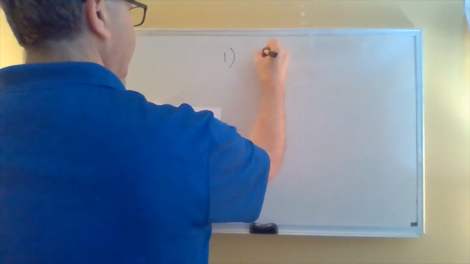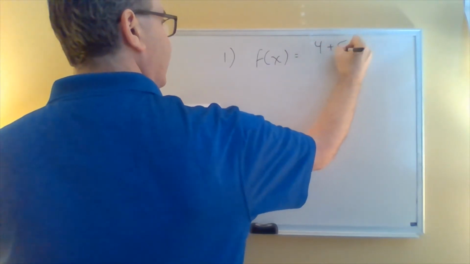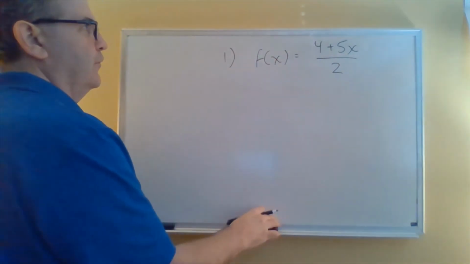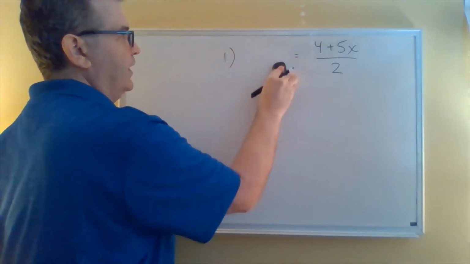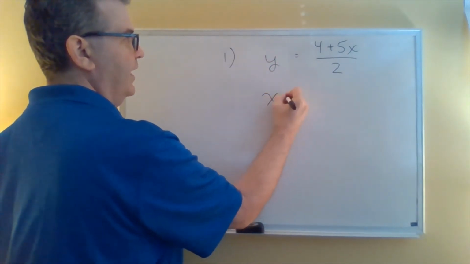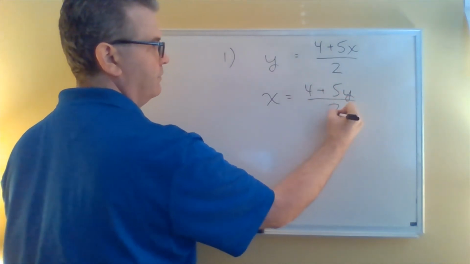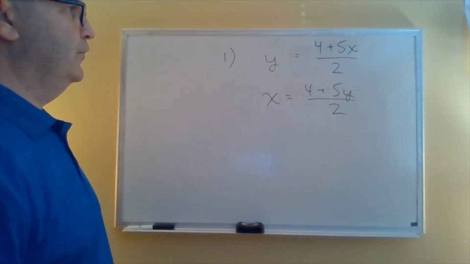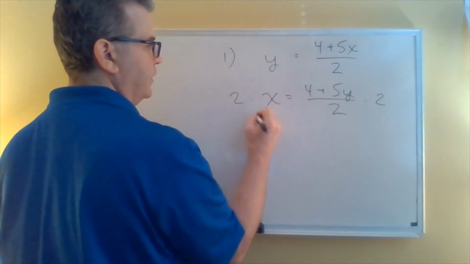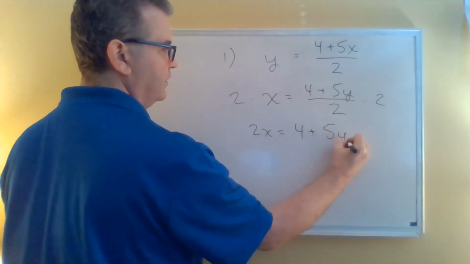Okay, number 2 is f of x equals 4 plus 5x over 2. First step, as always, we're going to replace that f of x with y. Then anywhere we see y, we're going to change that to x. And anywhere we see x, we're going to change that to a y. Now we're just going to solve this equation for y. First thing we do is we're going to multiply each side by 2. So we will end up with 2x equals 4 plus 5y.